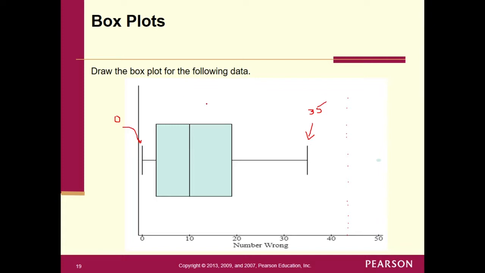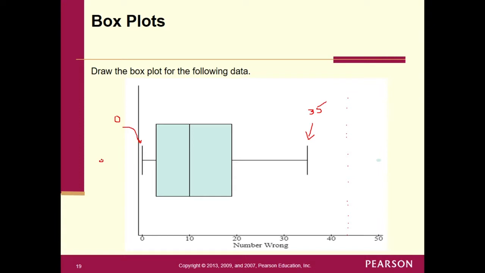So now, be careful with this. Students get tripped up on this all the time. So, if we ask you for this data set, what's the 5-number summary? Okay? You would say minimum would be 0. Now, why would this be the minimum? Because you did not have an outlier out here.